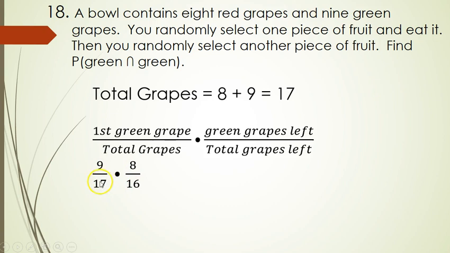So then we multiply across the top and across the bottom. Recall, we need to simplify this if it's in fraction form, or it's 26.5%, okay?